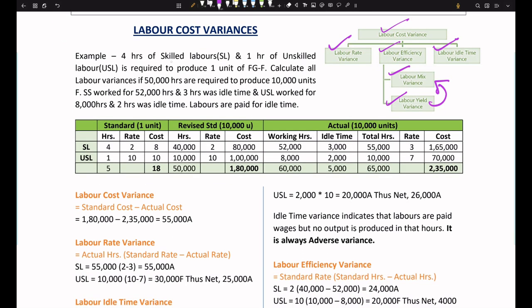So an example is 4 hours of skilled labor and 1 hour of unskilled labor is required to produce 1 unit of FG. Calculate all the labor variances if 50,000 hours are required to produce 10,000 units of F, and skilled labor worked for 52,000 hours and 3 hours was idle time.